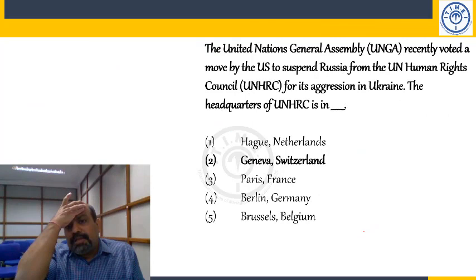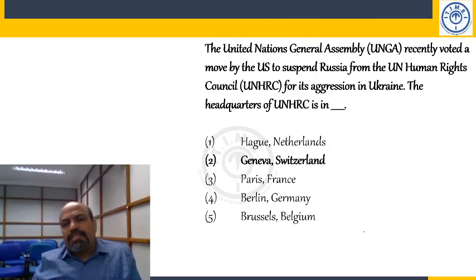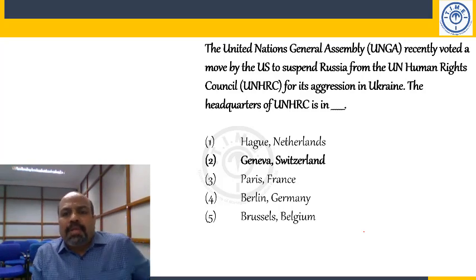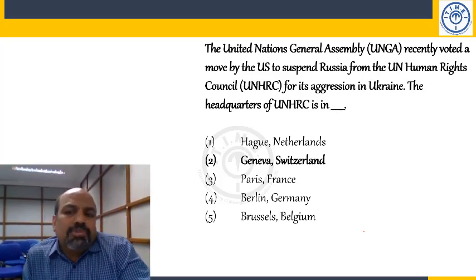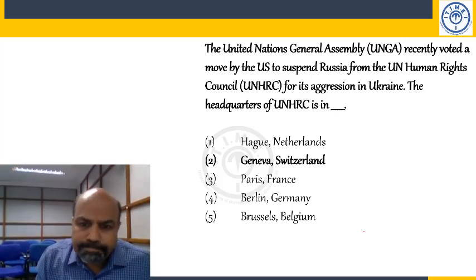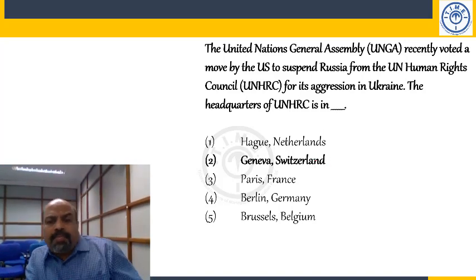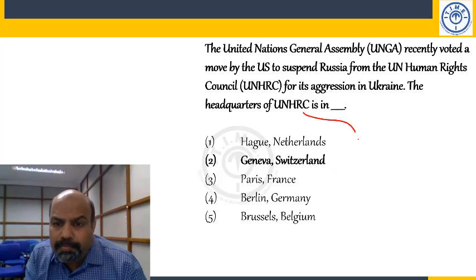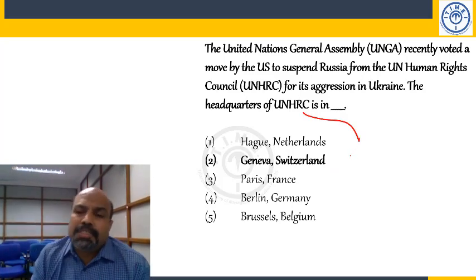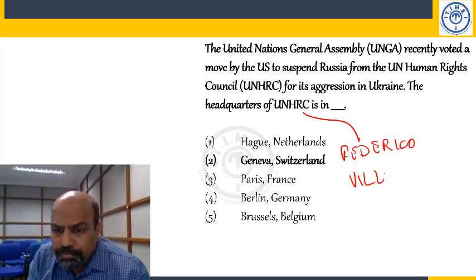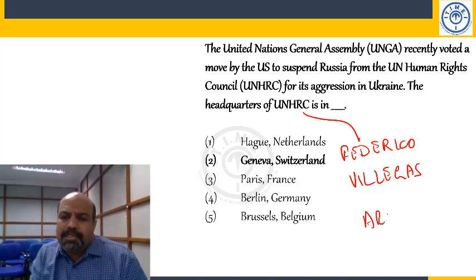The United Nations General Assembly recently voted on a move by the United States to suspend Russia from the United Nations Human Rights Council for its aggression in Ukraine. UNHRC is in Geneva. What is it? Switzerland. Okay. And the president of this agency is Federico Villegas. Where could this guy come from? Argentina.